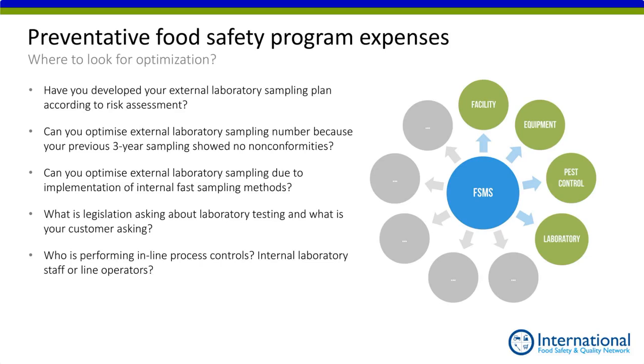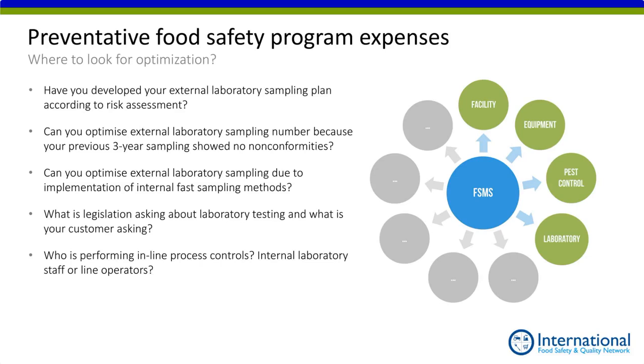non-conformities. For example, if you are testing water every month for microbiology and your water is coming from the municipal supplier, and this is publicly used water also, and in the last 3 years you didn't have any microbiological issues with your laboratory testing for the water, why do you test it every month? Maybe you can cut it and test it once in 2 months or quarterly, and then you really cut on the expenses.